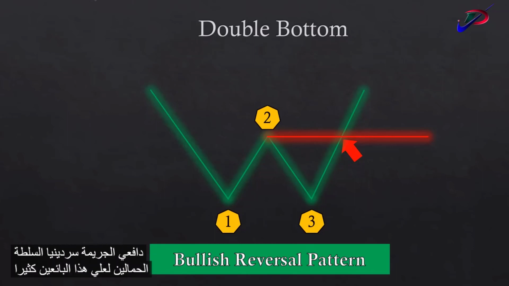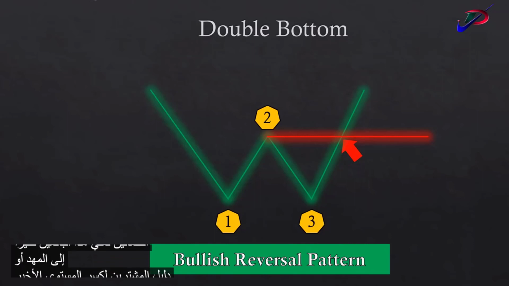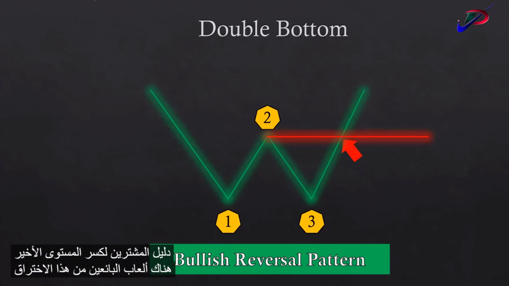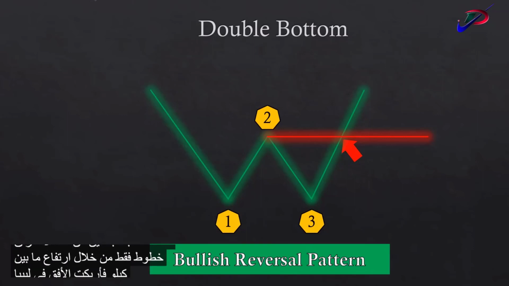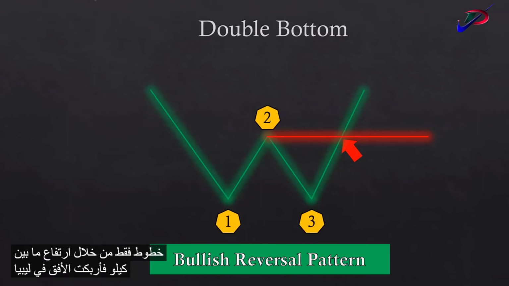So not only did sellers fail to create a lower low, but buyers were able to break the last level where sellers came from. This breakout line is formed only by the high in between 2 lows, so it can only be a horizontal line.